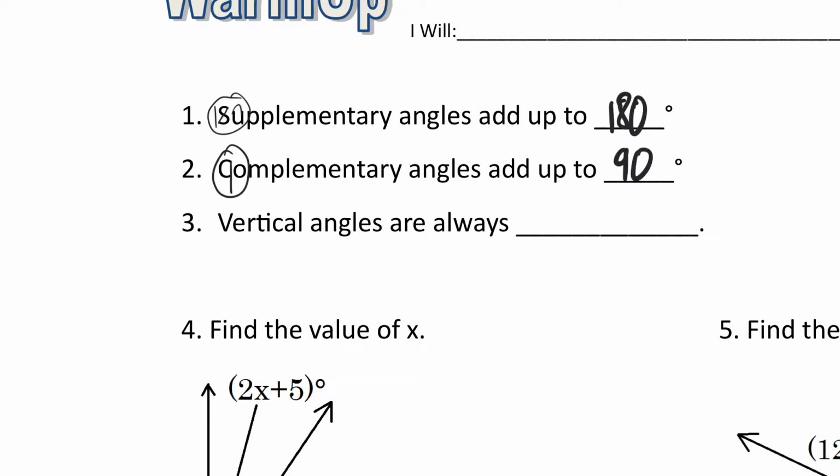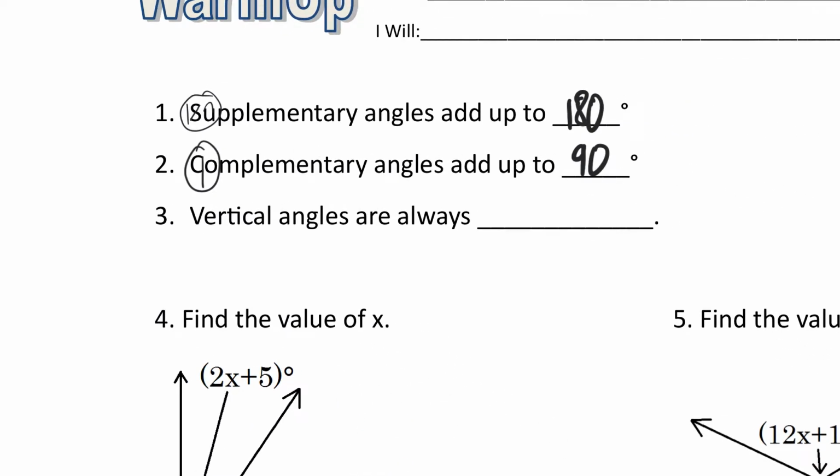All right, vertical angles. What's true of vertical angles? They're always congruent, which means they're equal. They're the same size.